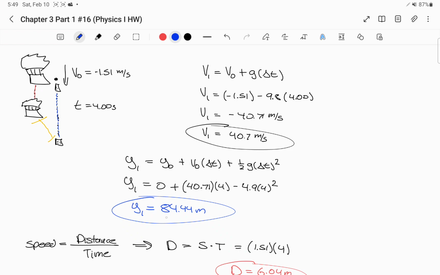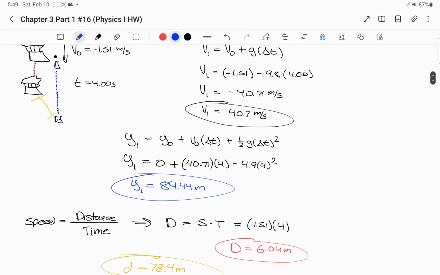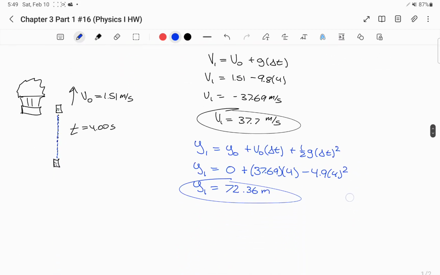which, if we compare to the first scenario, the phone, as the balloon is going down, the blue distance is 84.44 meters. It's almost like the balloon is giving it an extra push. And when the balloon is going up, the phone covers less distance, a distance of 72.36 meters.